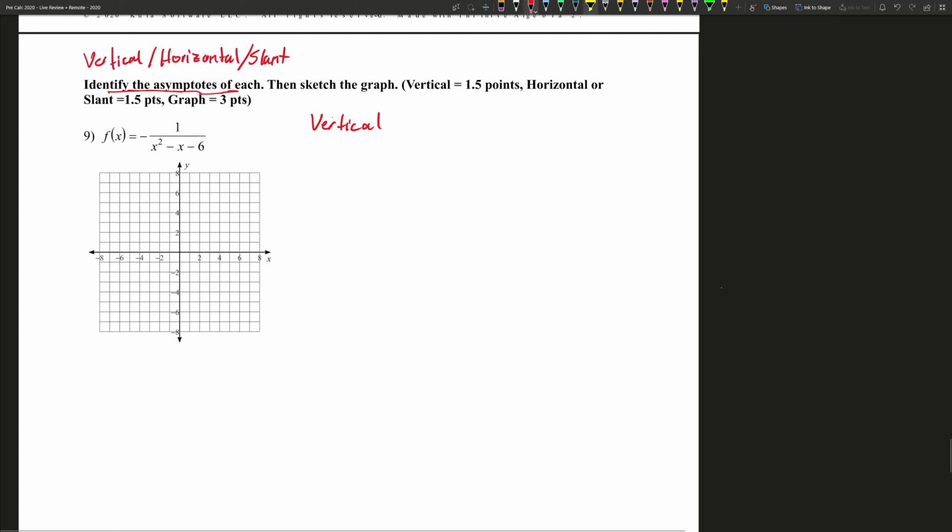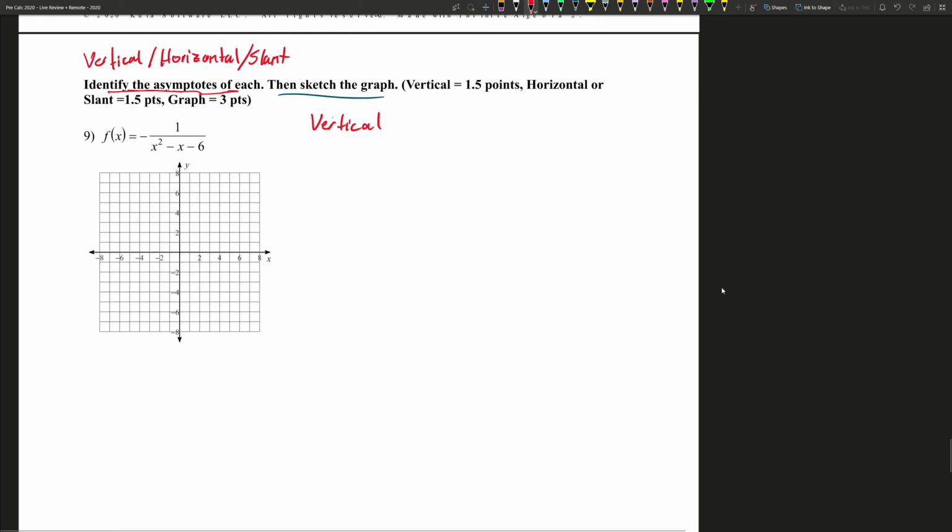And then sketch the graph. Okay. And then it has all the point values for what they're worth. All right. So we need to find vertical. We need to find horizontal. If there is no horizontal, we need to find the slant. That's most of the points right there. Actually, that's half the points. And then we need to graph it.